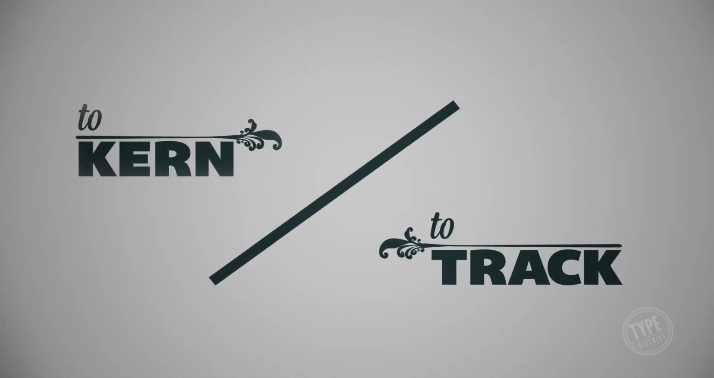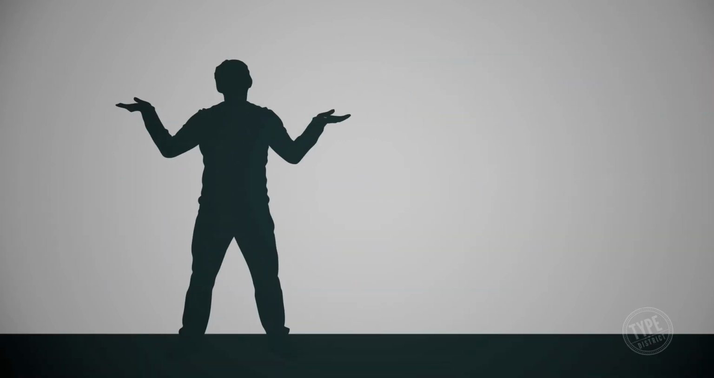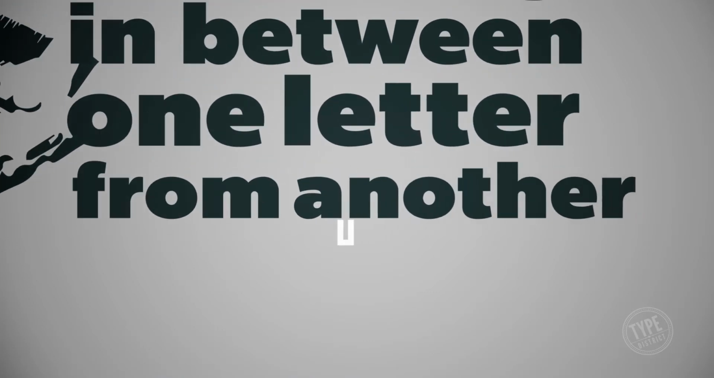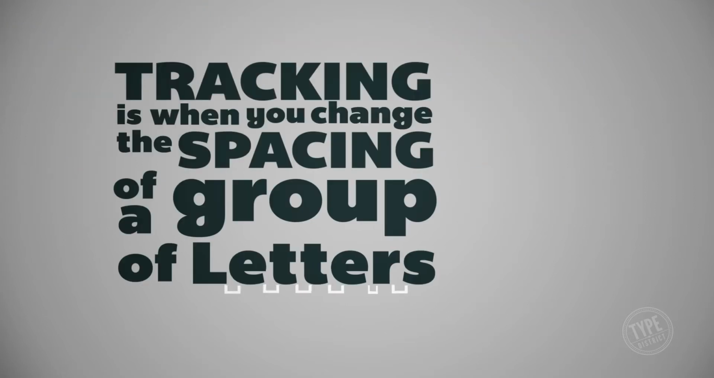To kern and to track are two different things. They are often mixed up, but if you don't want to look like a type amateur, then you have to know the difference. Kerning is the spacing in between one letter from another, whereas tracking is when you change the spacing of a whole group of letters at the same time.